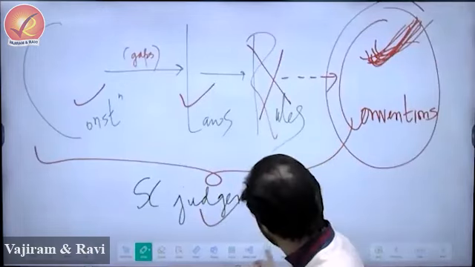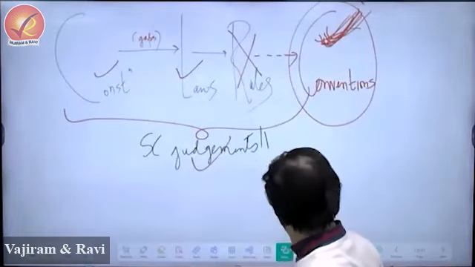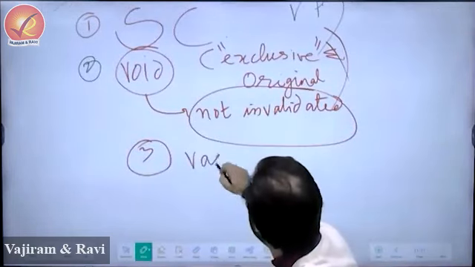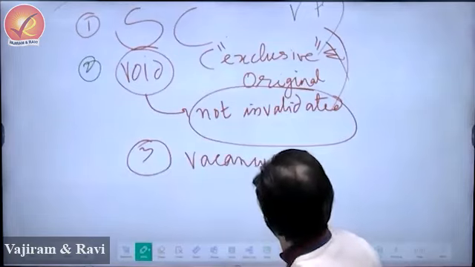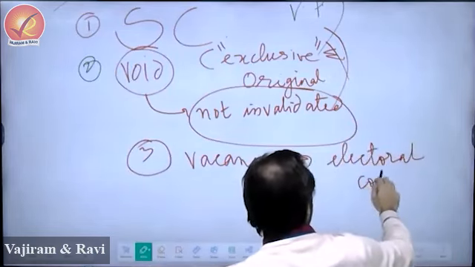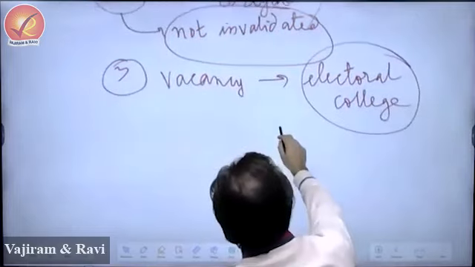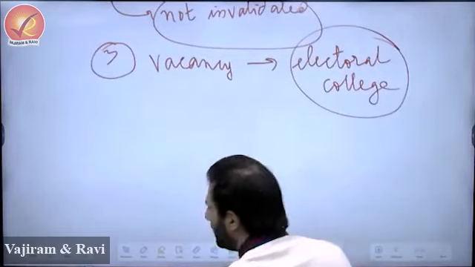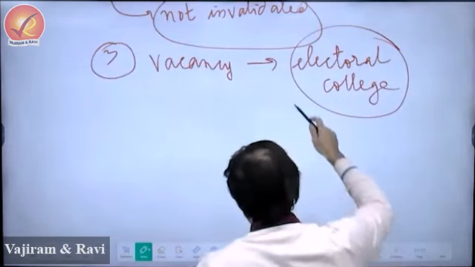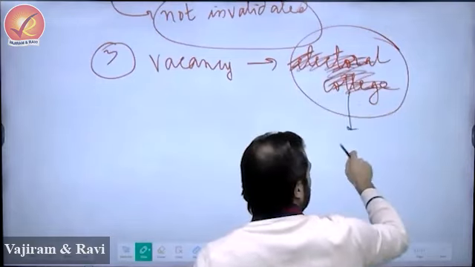This diagram. Now I'll tell you something about a court judgment also. Is it fine? So you keep this lens in your head and write down, if there's a vacancy in the electoral college. Electoral college is a technical term again in the constitution. It means what? If there's a vacancy in the electoral college, I basically mean the electors.